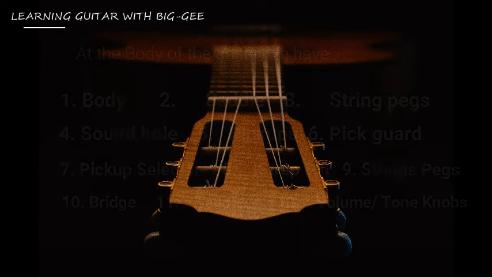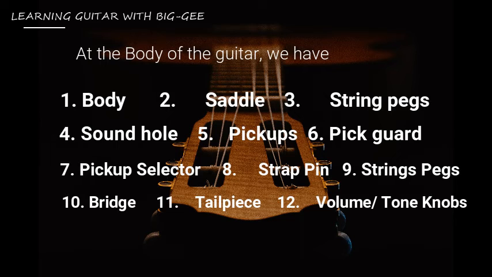The section of the body consists of the body, saddle, string peg, sound hole, pickups, pick guard, pickup selector, strap pin, string pegs, bridge, tailpiece, volume, or tone knobs.